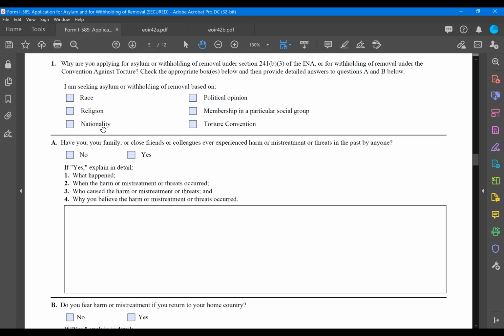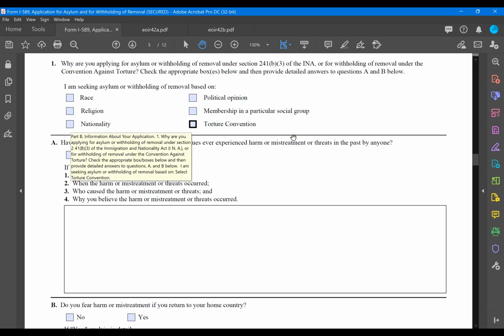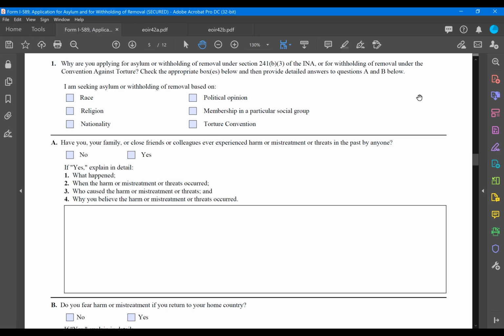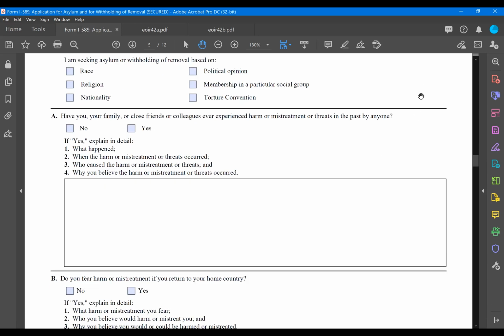So here's where you mark these grounds, what is called protected grounds, the reason you fear persecution or torture: race, religion, nationality, political opinion, membership in a particular social group. And that torture convention that I mentioned at the top, it actually has 2 boxes, that one at the very top that's easy to overlook, and this one here. You've got to mark both of them if you are claiming protection under CAT.